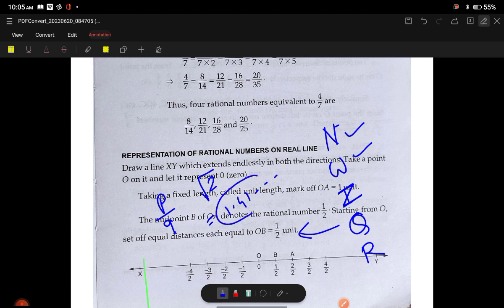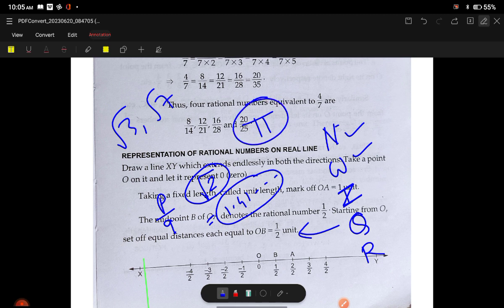And this type of thing: if under the root there is a prime number, then it will always be an irrational number. Root 3 is also irrational, root 7 is also irrational. Even you know this symbol, tell me which symbol this is. This is the symbol pi.